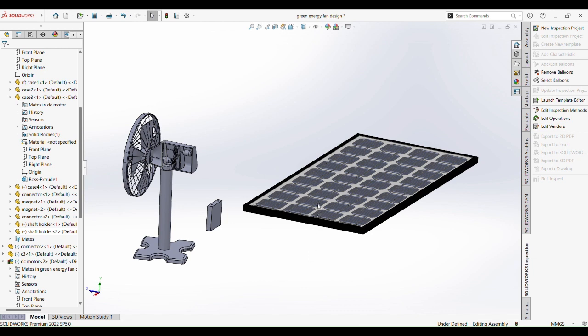This green energy fan is divided into three main parts. The first part is the solar panel, the second part is the battery, and the third part is the portable fan.